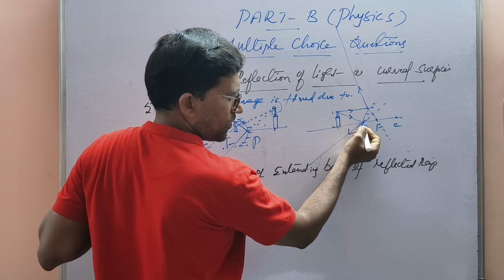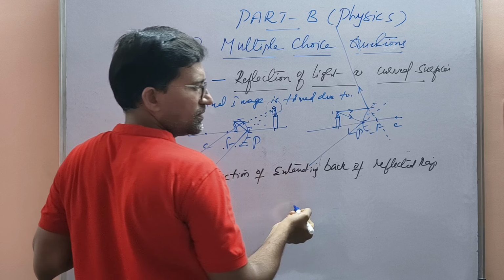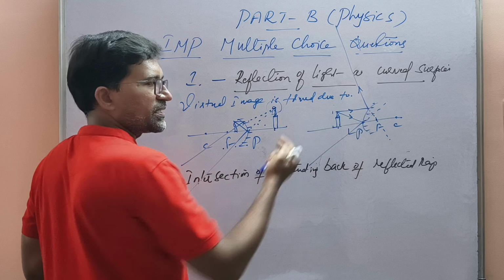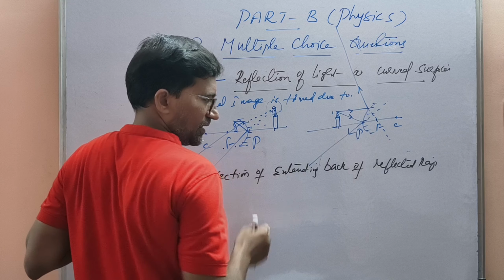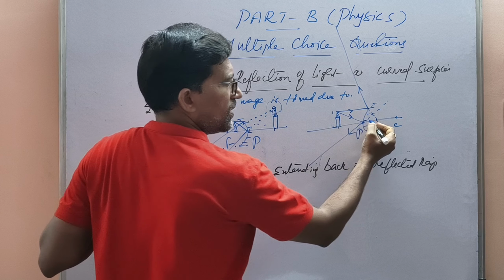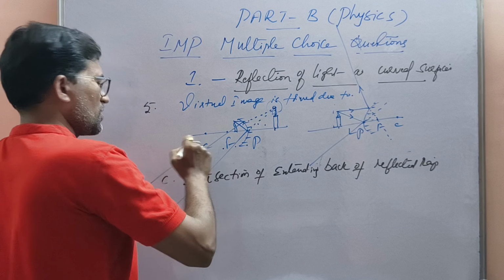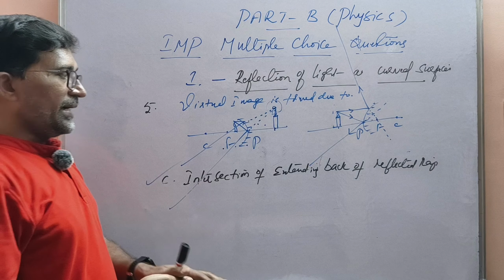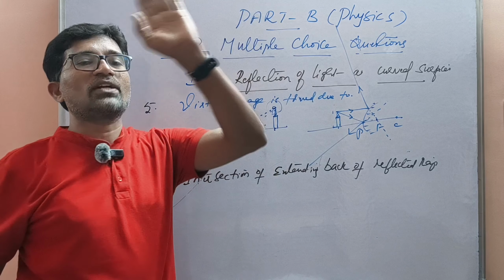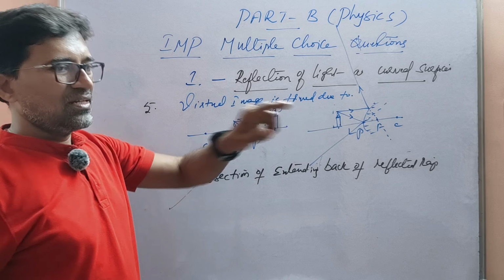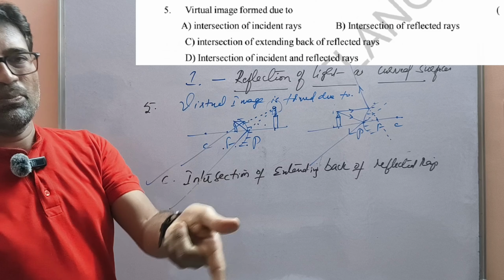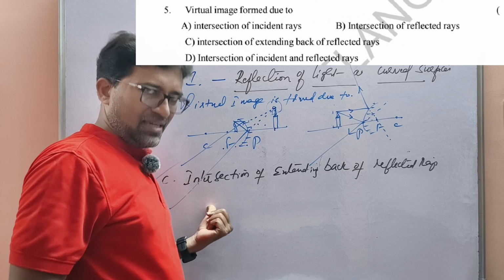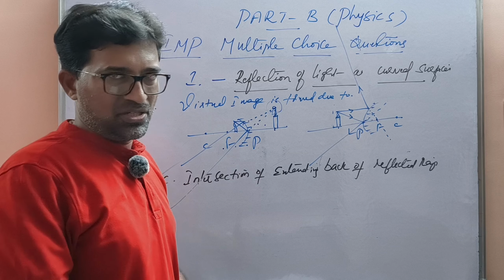So here also I am going to extend backward the reflected light rays, and here the image is formed, the virtual image. So in both cases, if you observe the diagram, it is the intersection of the extended back reflected light rays. Hence, in the given fifth multiple choice question, the right option is C. I hope you understood this explanation.